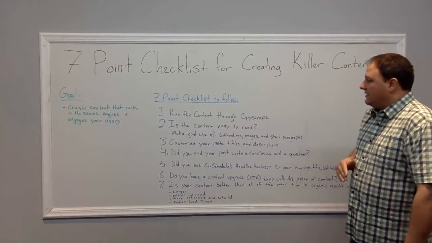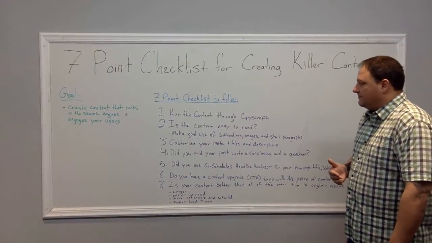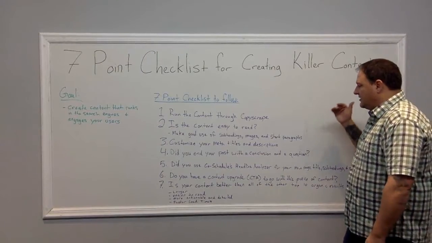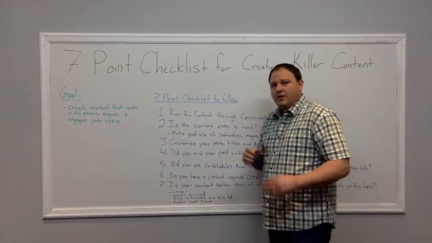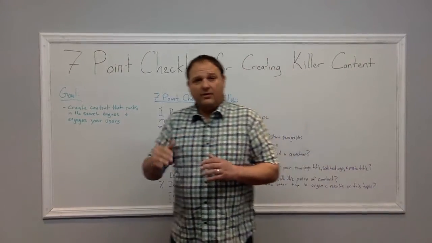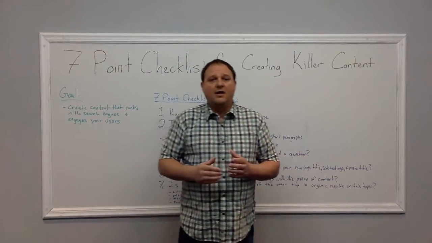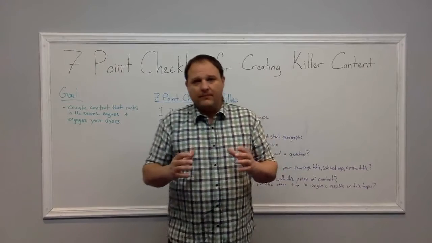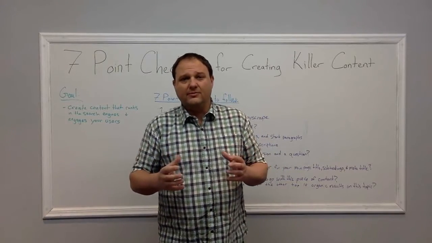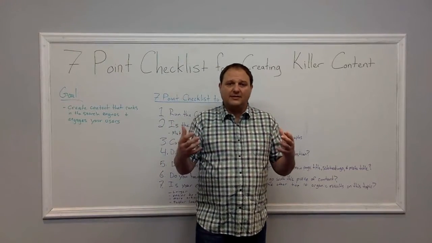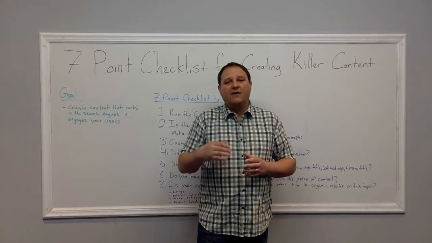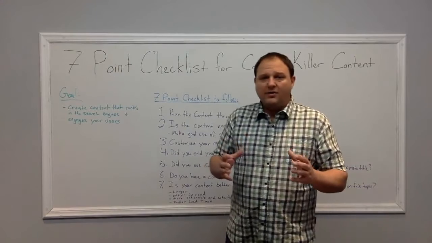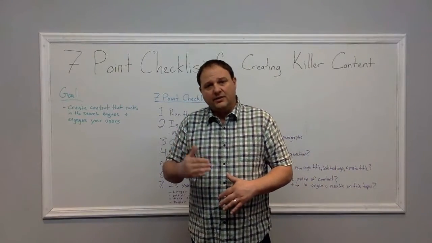Number two, is the content easy to read? Make good use of subheadings, images, and short paragraphs. Keep your paragraphs short, a couple lines per paragraph. Big blocks of text are very hard to read, especially small text too. So make sure that your overall CSS styles have legible text that's easy to read. Make good use of images throughout the page.